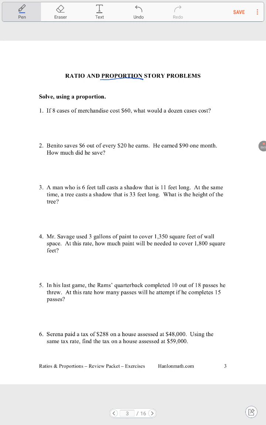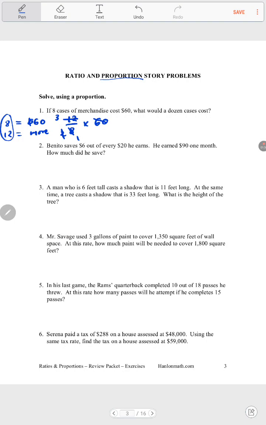We have number one, which says if 8 cases of merchandise cost $60, what would a dozen cases cost? So here we are saying 8 costs 60. What about 12? So 12 obviously are going to cost more, which means if you're going to consider this as a fraction, we would put 12 on top because we know that 12 is going to cost more, and then we multiply by 60. We say 4 into 12, that's 3. 4 into 8, that's 2. 2 into 2, 1.